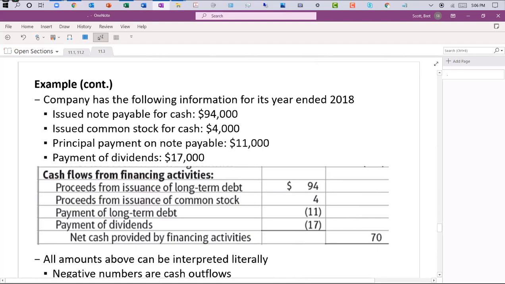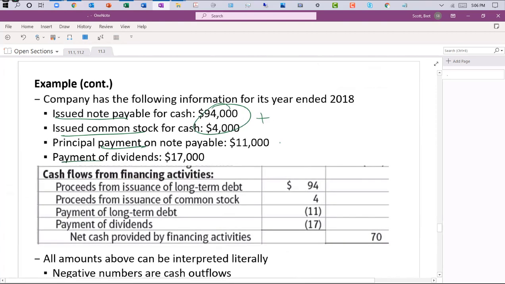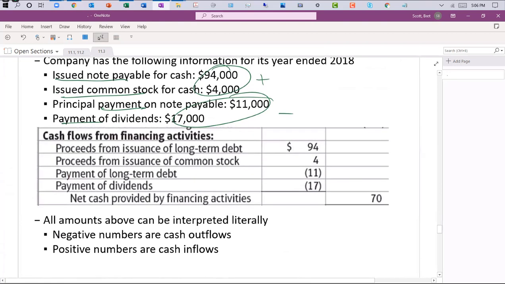Cash from financing activities. Again, this tends to be pretty intuitive. We issued a note payable. We issued common stock. Why did we do that? Because we wanted to get cash. We made a payment on a note payable. We paid out dividends. These things, they're payments, so cash went down. So the cool thing about this section is that you can quite literally interpret what's going on by just reading the sentences. Proceeds means cash in, payments mean cash out.